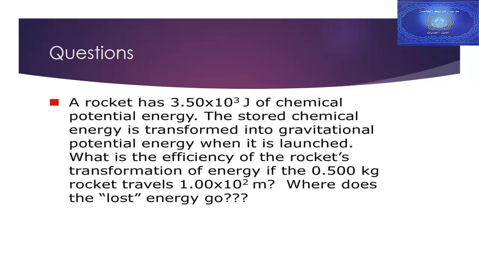The first question related to efficiency. A rocket has 3.50 times 10 power 3 joules of chemical potential energy. The stored chemical energy is transformed into gravitational potential energy when it is launched. What is the efficiency of the rocket's transformation of energy if the 0.5 kilogram rocket travels 1 times 10 power 2 meters? Where does the lost energy go?